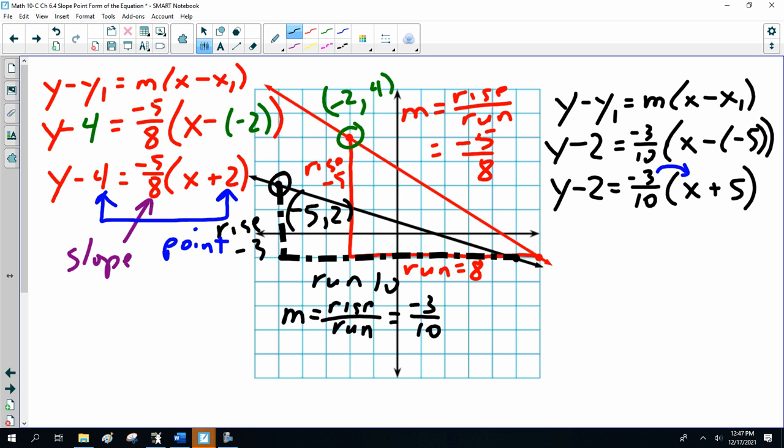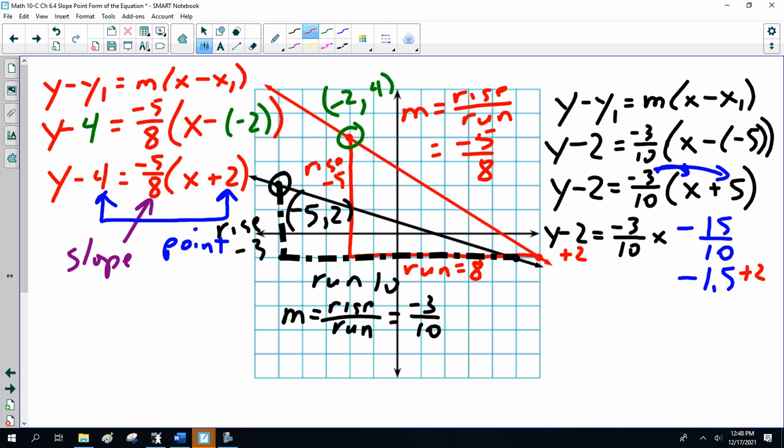So this becomes y minus 2 equals minus 3 tenths x. Now, minus 3 tenths times 5 is minus 15 over 10, whatever that is. That's minus 1.5. Then I add 2 to both sides to get rid of this minus 2, so y equals minus 3 over 10 x plus 0.5. Now that's y slope intercept form. That's not too bad. Doable.